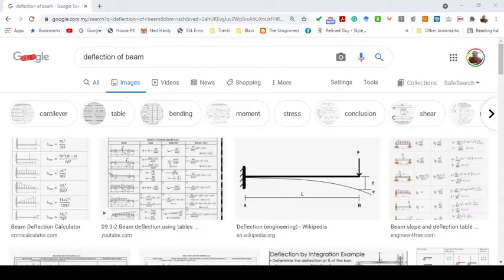Okay, here is deflection of beam. This is the difference. Both refer to the same thing, but deflection is the term. How is it related to spring? Because the nature of a spring has a curve. That is why the equation is called deflection, not displacement. It's only a term that people use.